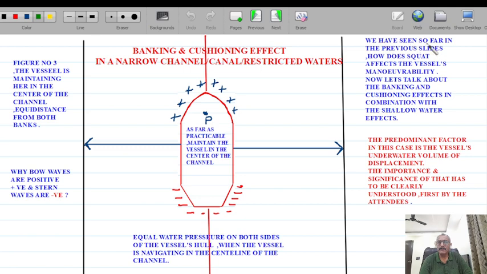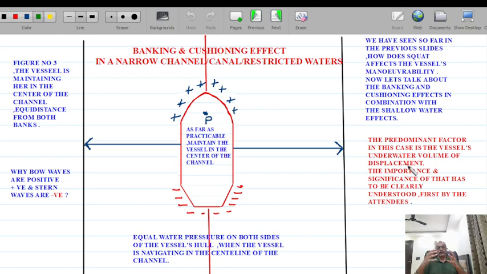Now, we have seen so far in the previous slides how squat affects vessel maneuverability. Now let's talk about the banking and the cushioning effects in combination with the shallow water effect. So what I've done is amalgamate both aspects, that is the squat, along with the banking and cushioning effects. The predominant factor in this case is the vessel's underwater volume of displacement, which we must never forget.